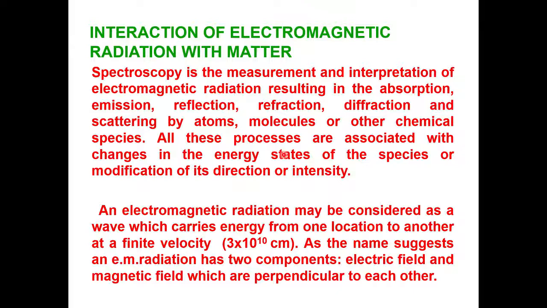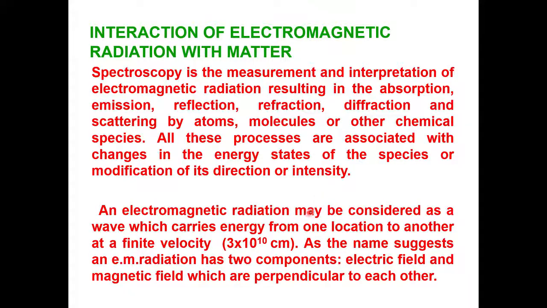So, all these processes are associated with changes in the energy states of the species or modification of its energy or intensity. What we are essentially saying here is that atoms, molecules and other chemical species will react with electromagnetic radiation, and the changes occurring in the atomic structure or the electronic structure could be related to changes in the electromagnetic radiation, because the change will be corresponding, that is 1:1.